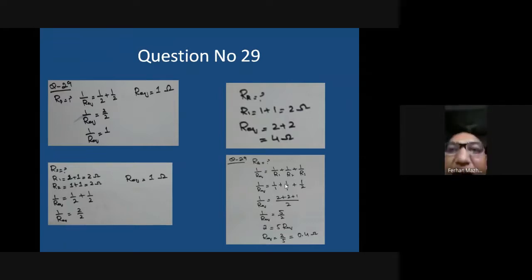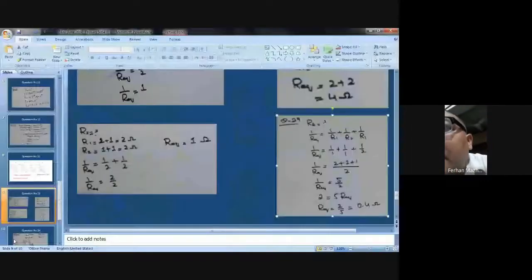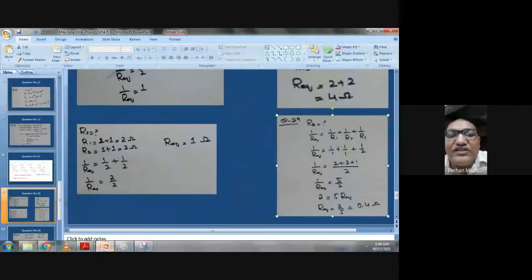So the equivalent resistance of the circuit Q, 1 by R equivalent equals 1 by R1 plus 1 by R2 plus 1 by R3. You can see their LCM is 2, so 2 plus 2 plus 1, so it will be 5 by 2. Cross multiply, 2 equals 5 R equivalent, so R equivalent will be 2 by 5, that will be 0.4 ohm. So that is the first circuit P. This is the second circuit Q. And then let's check what's the next.